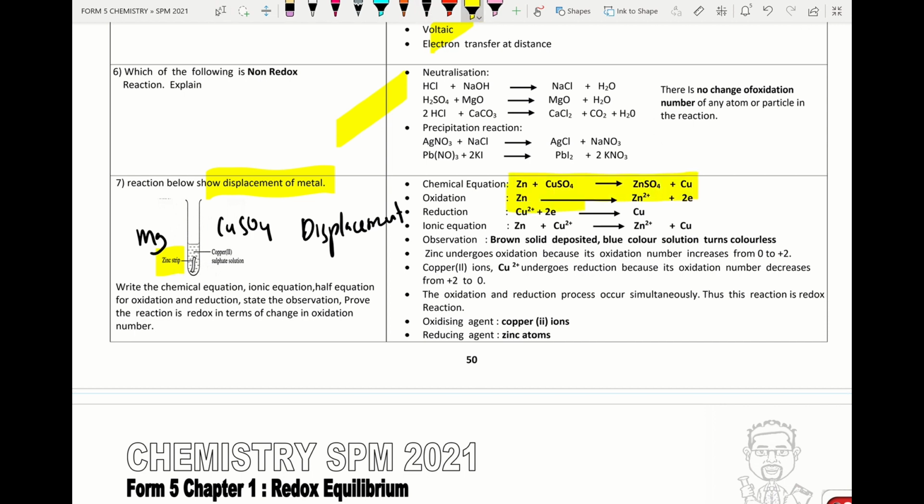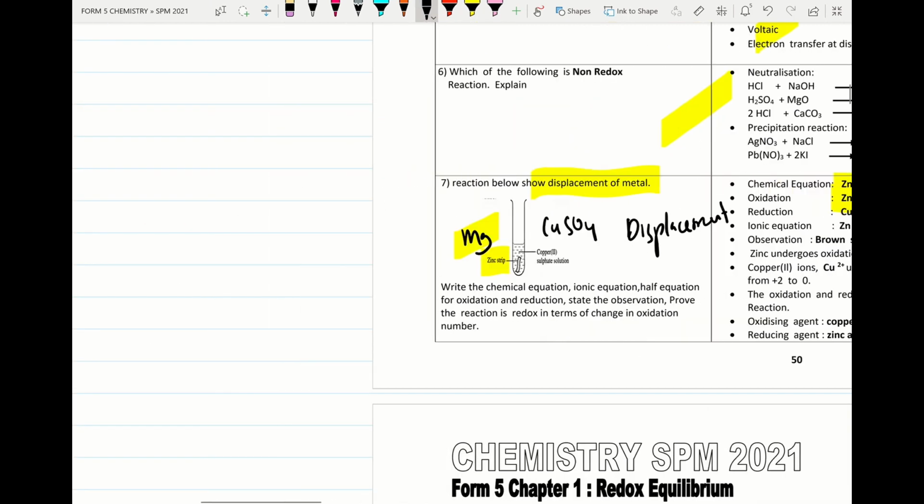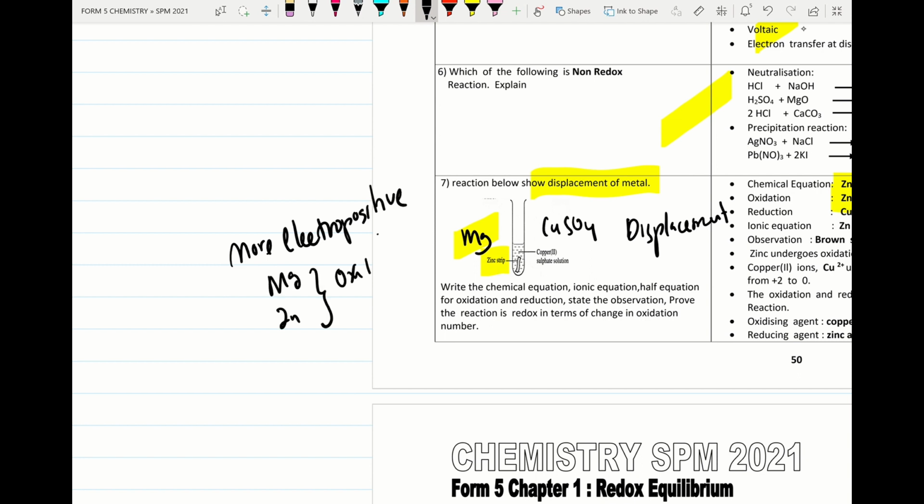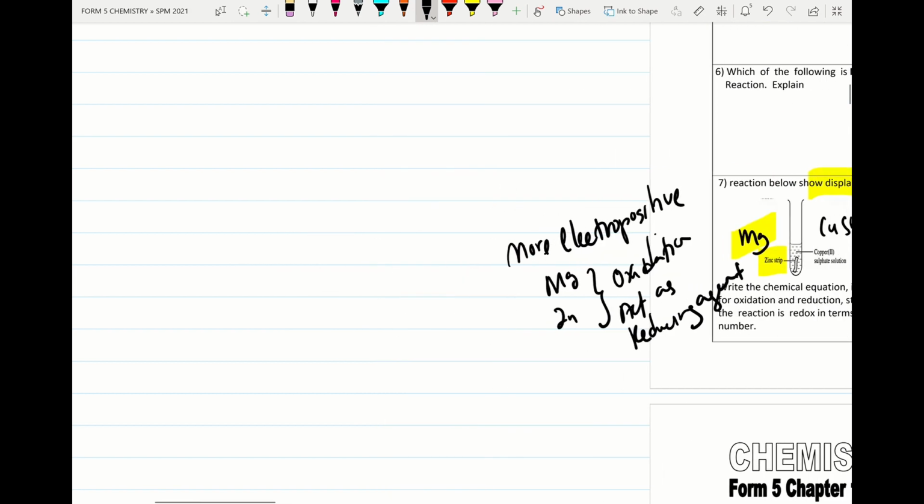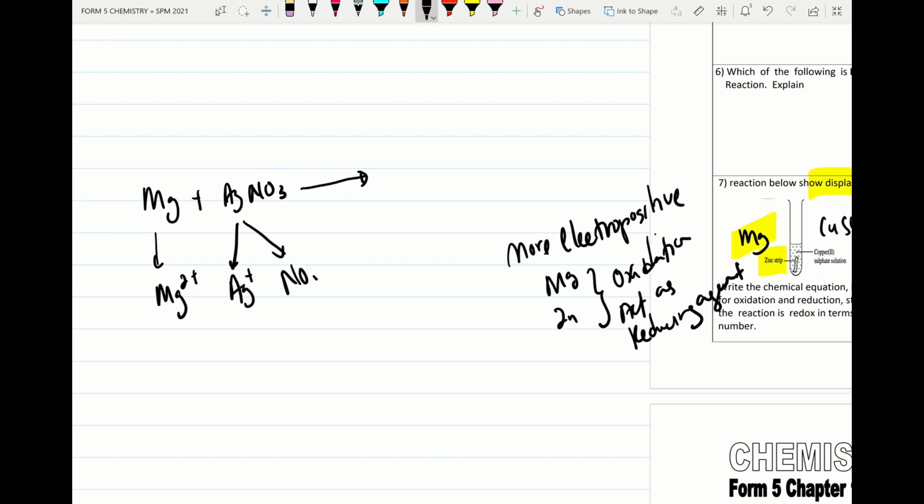So we go for the chemical equation. Please remember the more electropositive metals like magnesium and zinc will undergo oxidation and act as reducing agents. I try to do one equation here. When magnesium reacts with silver nitrate solution, how do we do the equation? We take out the ion Mg2+, the silver ion, and the nitrate ion. During the chemical reaction, magnesium is more electropositive, so displacement will occur. So magnesium nitrate, I take the 2 and put it here.